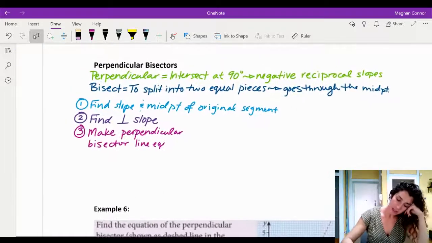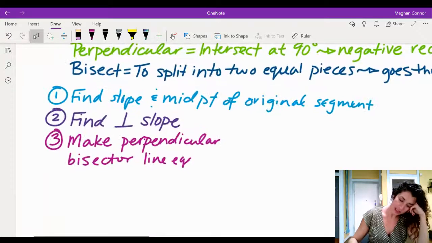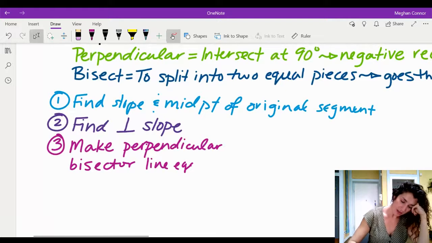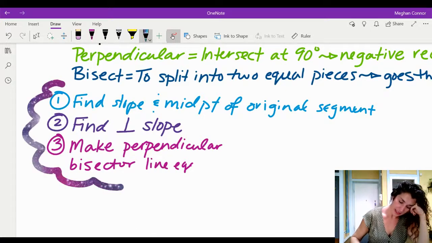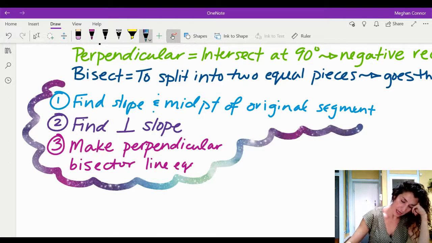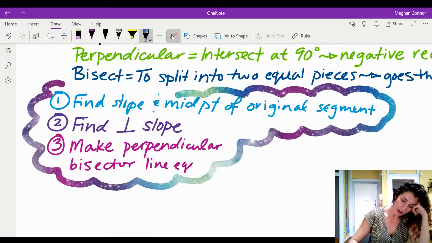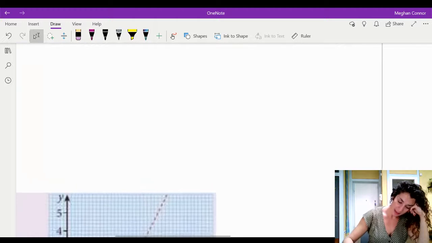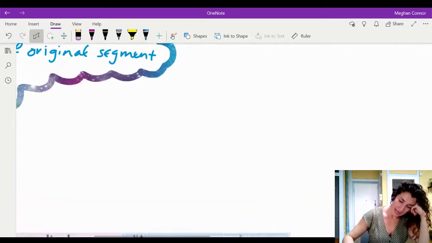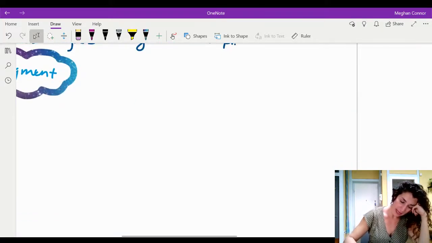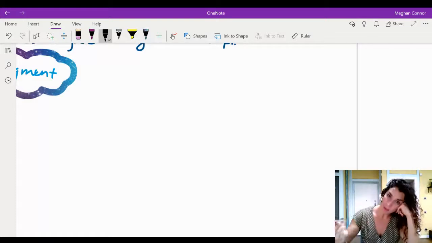Okay, so here's a bunch of different ideas. So let's try and separate them out. So that's kind of a set of steps. Above is more of a definition. And now let's talk about something else. You might be asked to, at some point, find the distance between a point and a line.